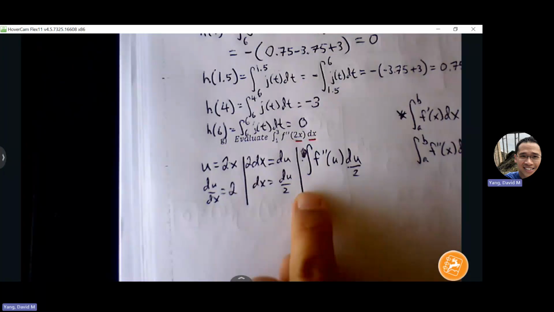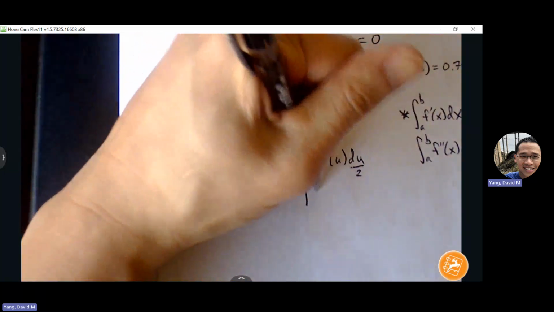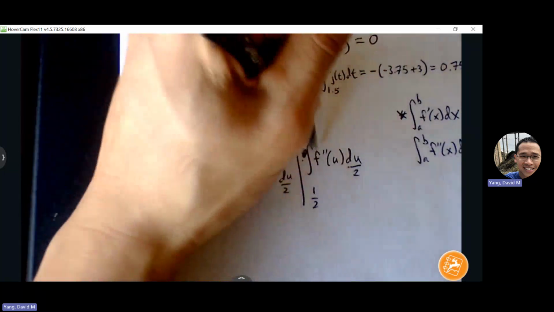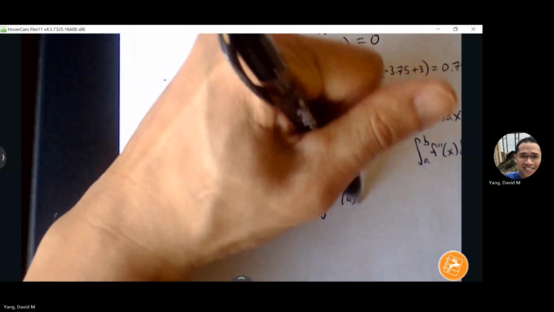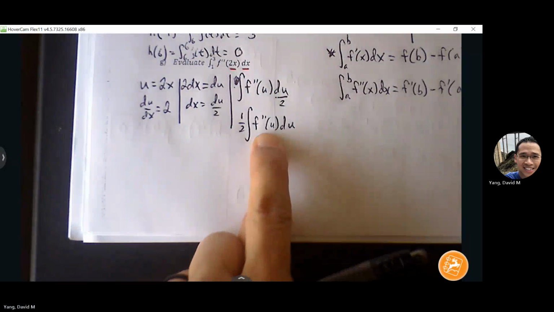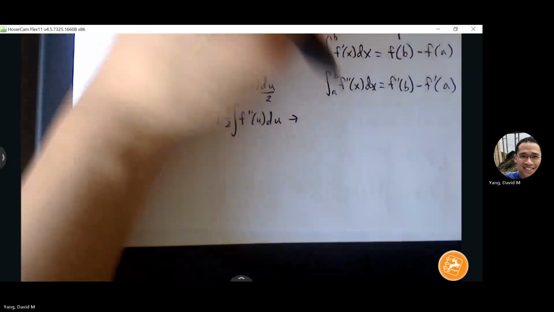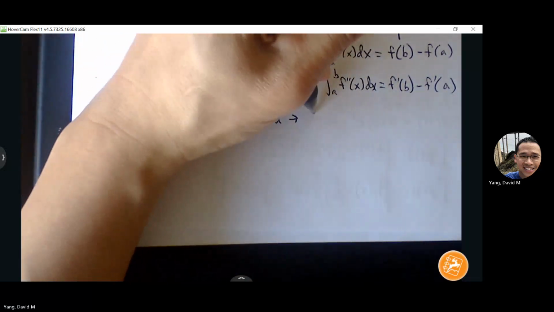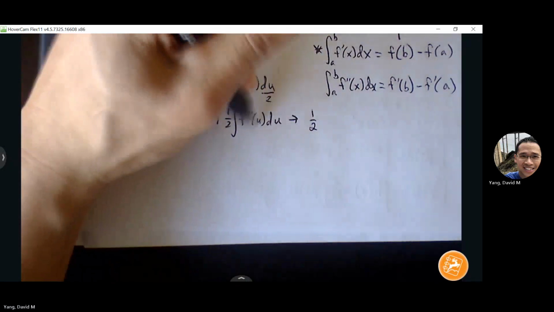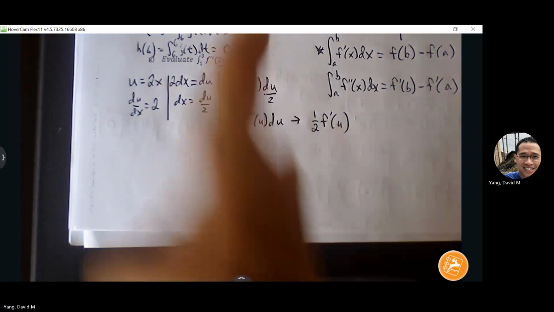And then from there, replacing the 2x with u, replacing dx with du over 2, I can pull the 1/2 out in front. I don't want to deal with the bounds just yet because the bounds are not quite matching up with my variable yet. So what do we say? F double prime becomes what? F prime, right? And now I can replace the u back with what? 2x.